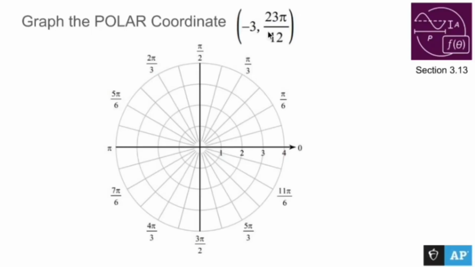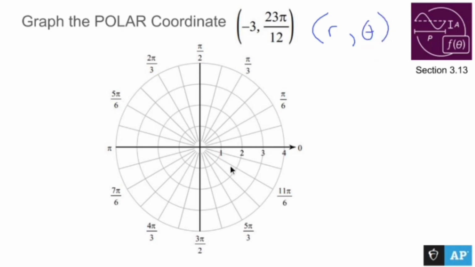Graph the polar coordinate -3, 23 pi over 12. Now, when you graph a polar coordinate, this is not the same as what we're used to, the rectangular coordinate. This is not telling us, let's go left 3 and then go up whatever that number is. This first number is the magnitude. This is how long or how far away we're going to draw our dot from 0, 0, also known as the pole. This second number is the degree that we spin counterclockwise from the positive x-axis.